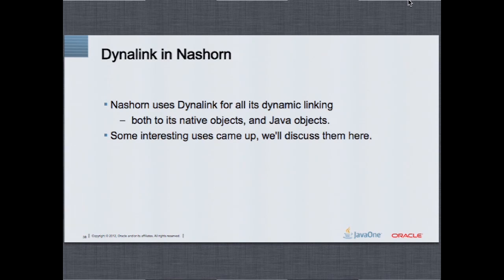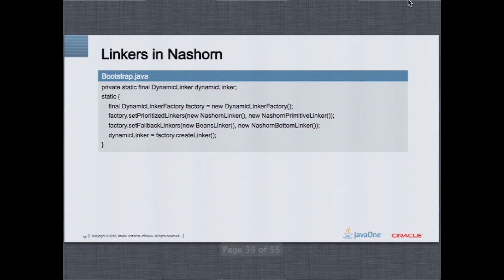So, in short, Nashorn uses Dynalink for all of its dynamic linking. That's the way this library is intended to be used. You don't have a separate code path for your native objects and then say, oh, and I will just use Dynalink for everything else. Rather, you just go through Dynalink for everything. We did get some interesting use cases that came up. First one was, remember that slide when I told you that you can just do a new dynamic linker factory and you can create a linker and off to the races.